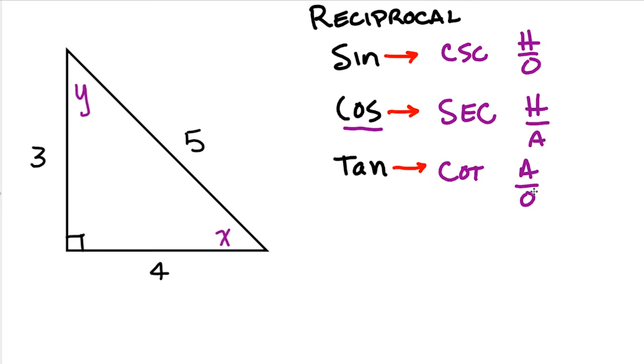In our 3, 4, 5 triangle, the cosecant of x is equal to the hypotenuse 5 over the opposite, 3, so 5 over 3. The secant is the hypotenuse 5 over the adjacent 4, and the cotangent is the adjacent 4 over 3. Gets pretty tricky. Let's take a look at the final thing they do, which is the inverse function.